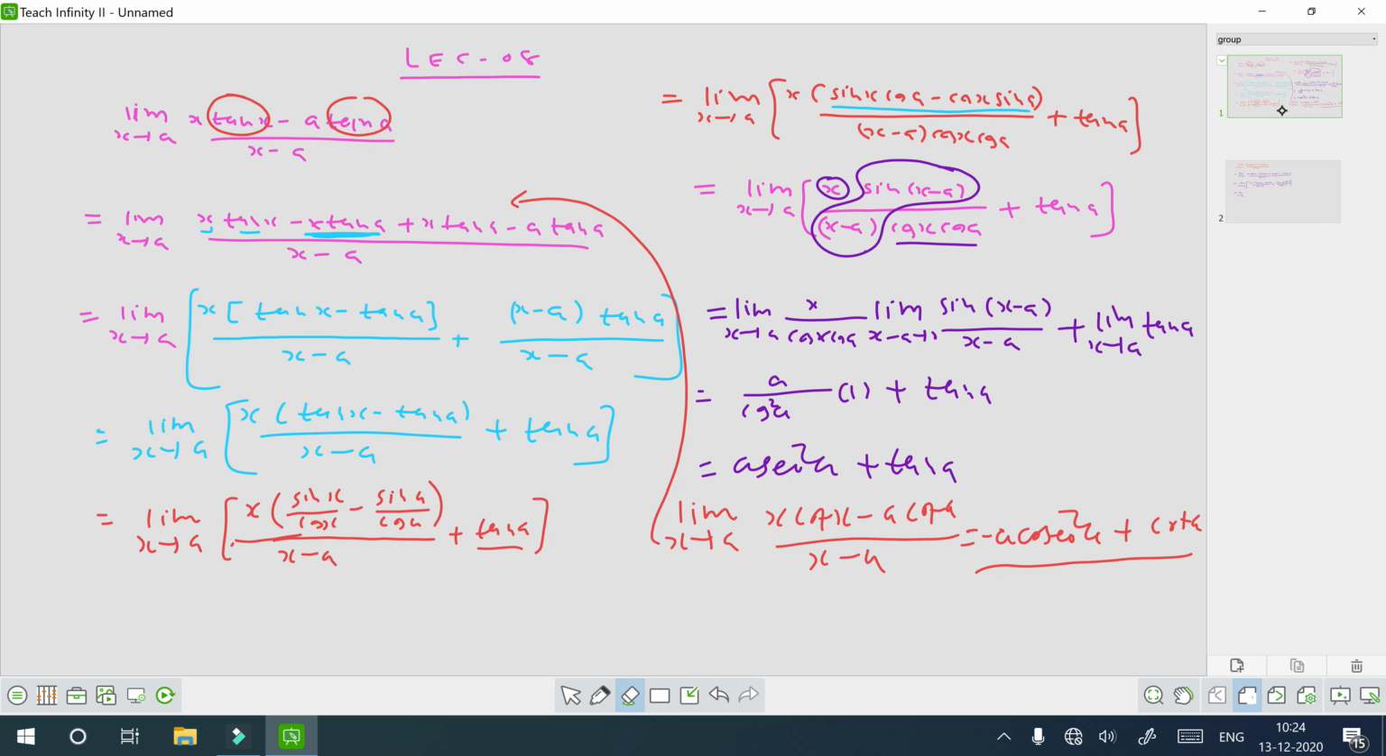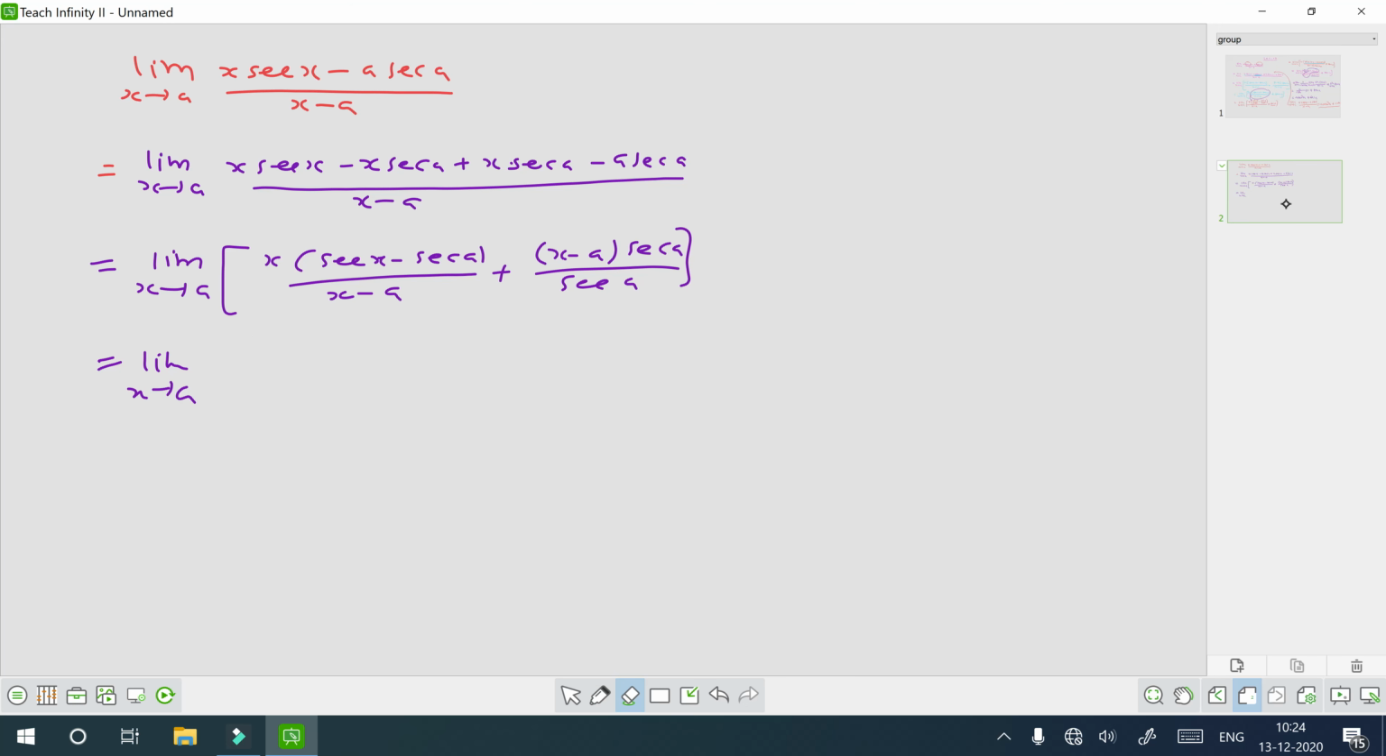After this one step, we are converting into sine cos. Same way here also convert into sine cos. Can I write here: 1 over cos x minus 1 over cos a, over x minus a, plus sec a. Agree with me? Yeah.